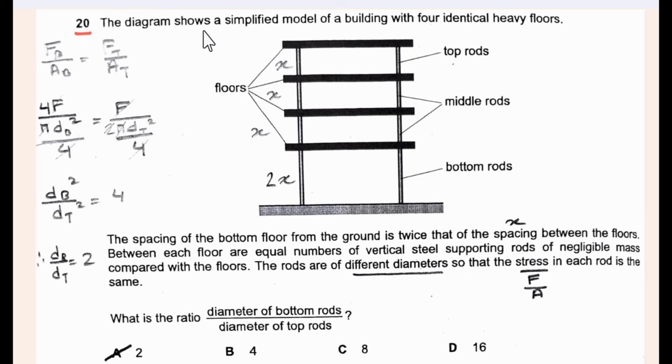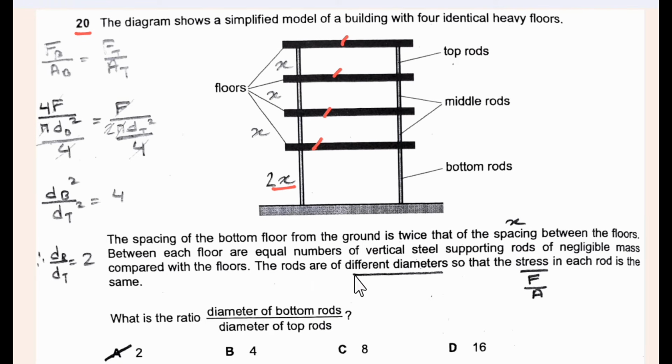Question number 20. The diagram shows a simplified model of a building with 4 identical heavy floors, that is 1, 2, 3, 4 floors. The spacing of the bottom floor from the ground is twice the spacing between the floors. So this spacing is twice compared to the spacing between the floors. Then between each floor are equal number of vertical steel supporting rods of negligible mass compared with the floor. So this rod supports the floors.